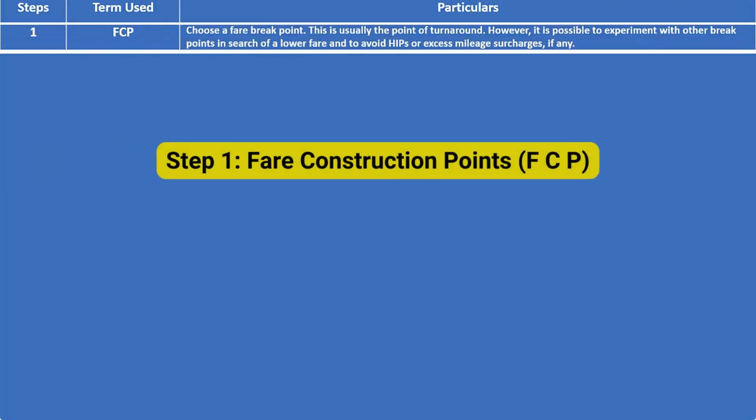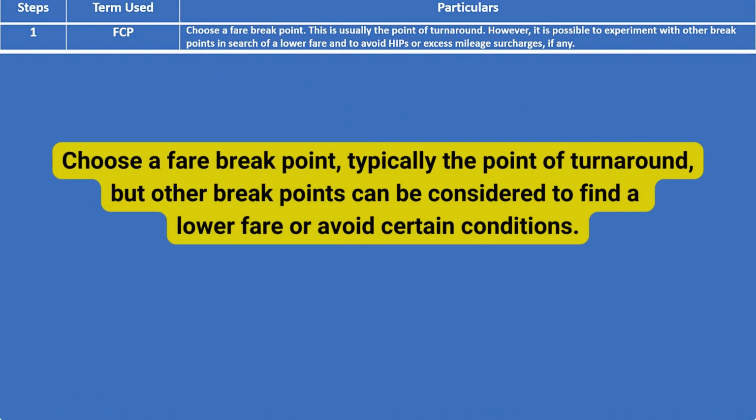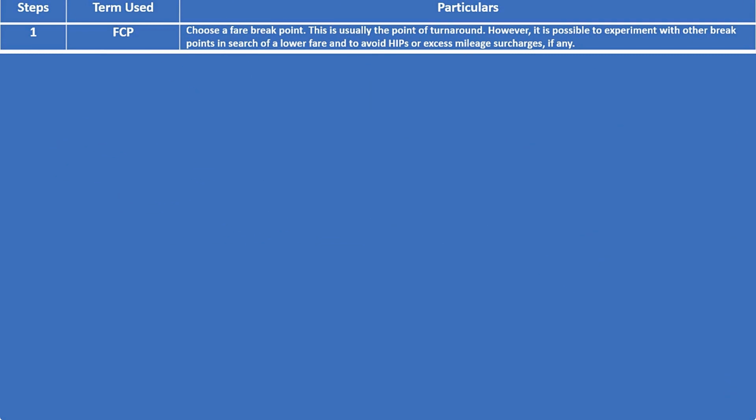Round or circle trip fare construction steps. Now, let's look at the steps for round or circle trip fare construction. Step 1. Fare construction points, FCP. Choose a fare break point, typically the point of turnaround, but other break points can be considered to find a lower fare or avoid certain conditions.